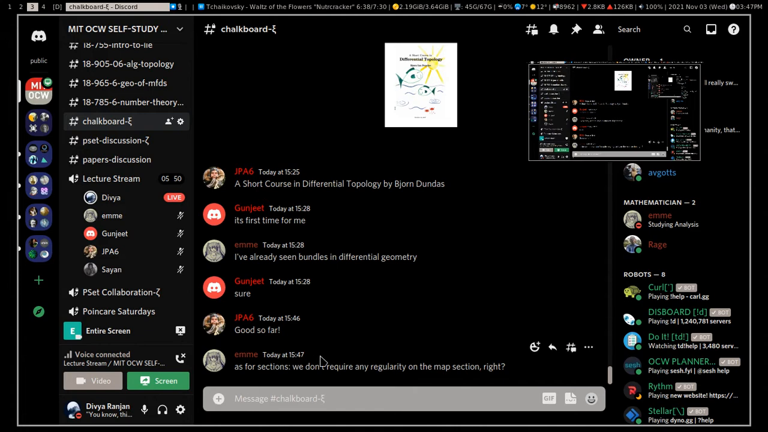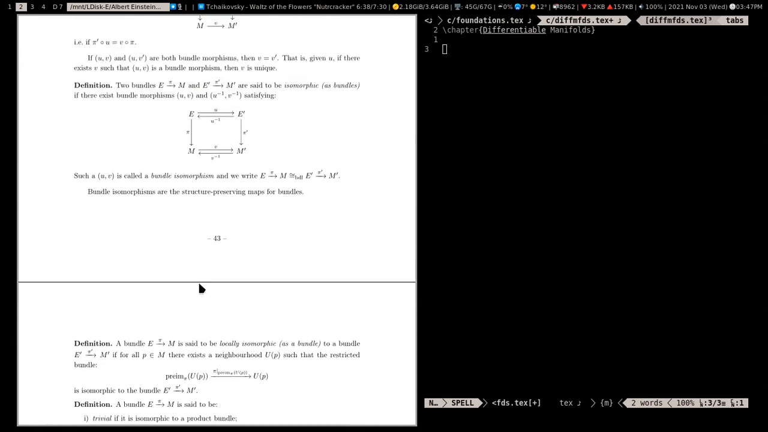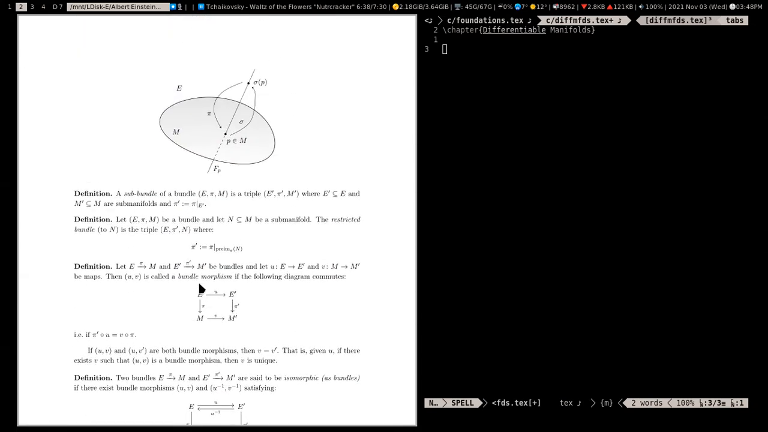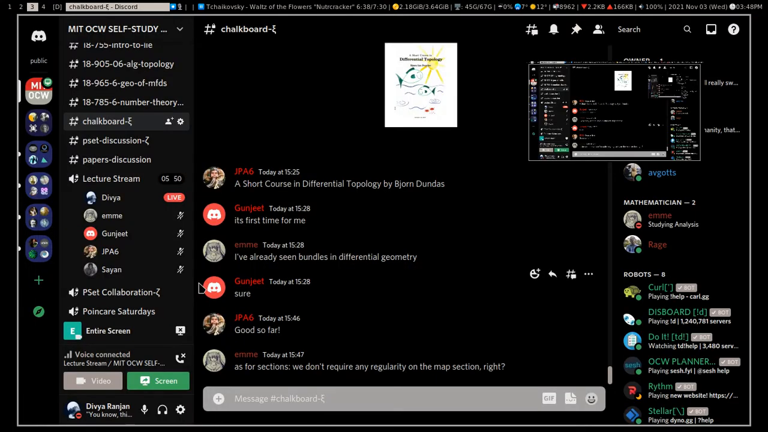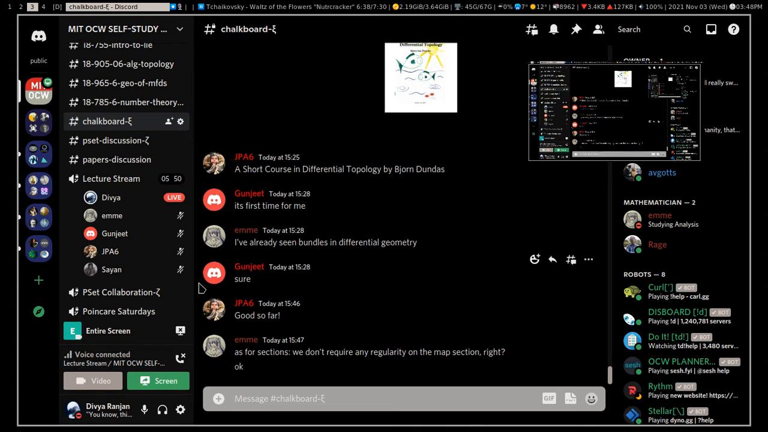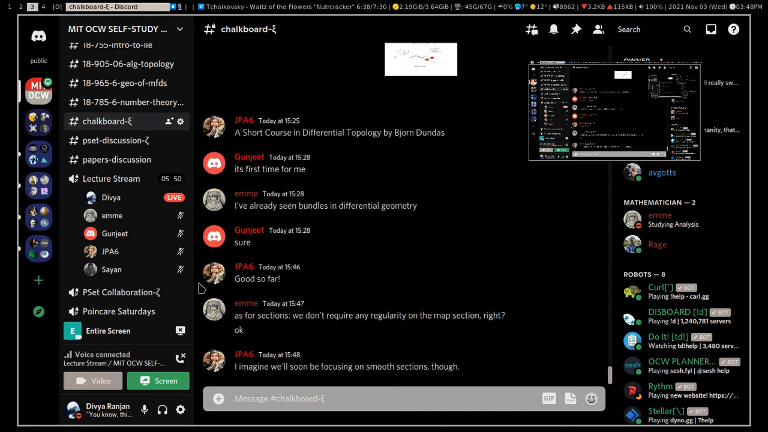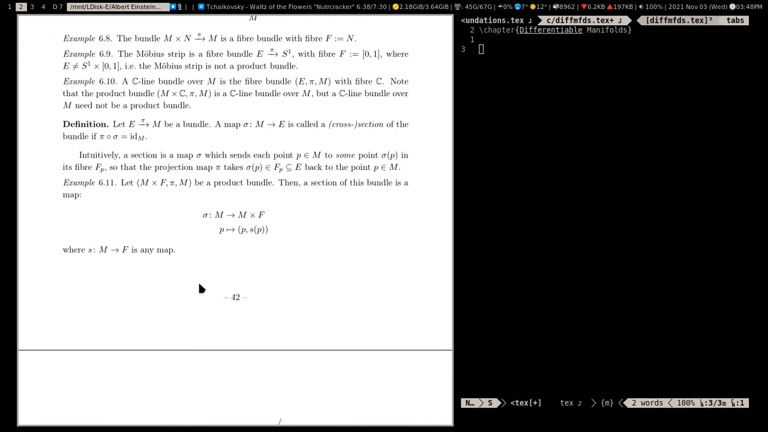As for sections, we don't require any regularity on the map section. No, I don't think we need it yet. Yeah, I think you can have sections without regularity. I'll have to confirm, but yeah, you don't need it. Okay. Yeah, we'll be focusing mostly on smooth sections.